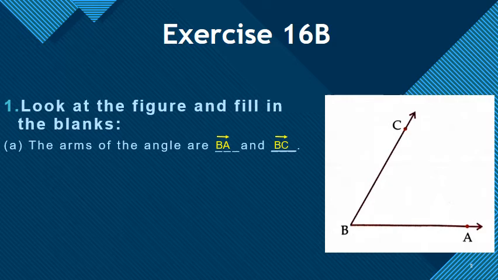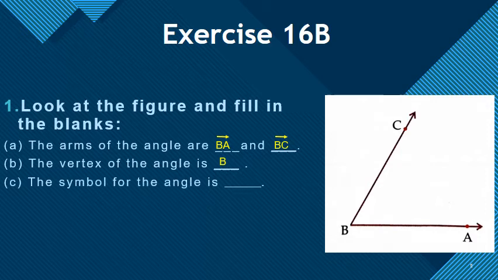So now let's move to the second part of this question. The vertex of the angle is dash. Children, it is very clear from the picture that the two rays are starting from the point B. So B is the vertex of the angle. Therefore, the answer is B. Now the C part, the symbol for the angle is angle ABC.